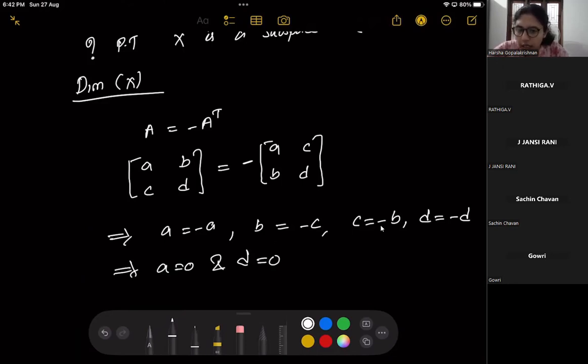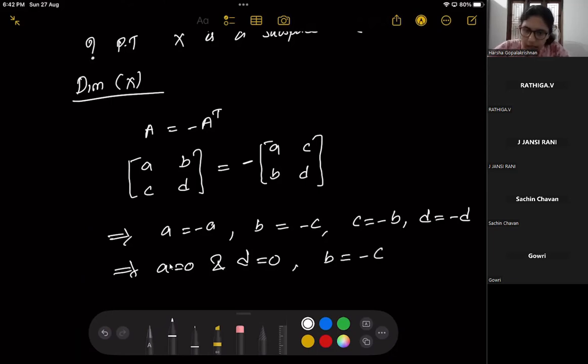The only two conditions remaining are B equal to minus C and C equal to minus B. Basically, both these conditions are the same. B equal to minus C and here minus C equal to B. Both are same, right? So we can write it as a single condition B equal to minus C.